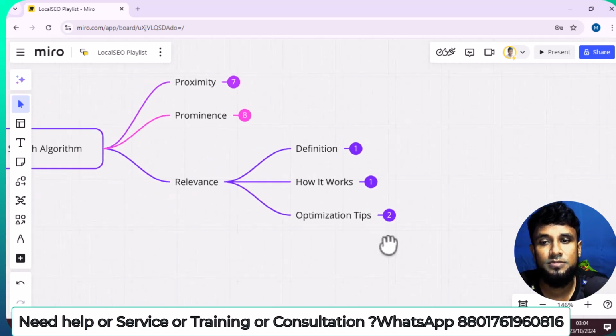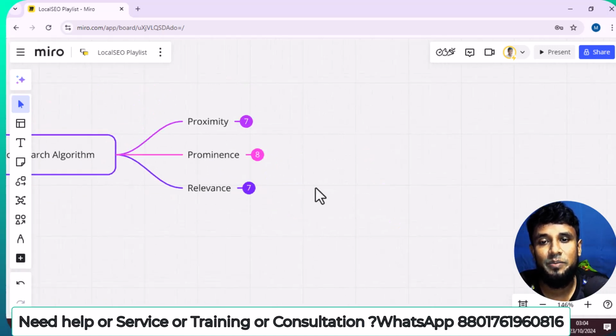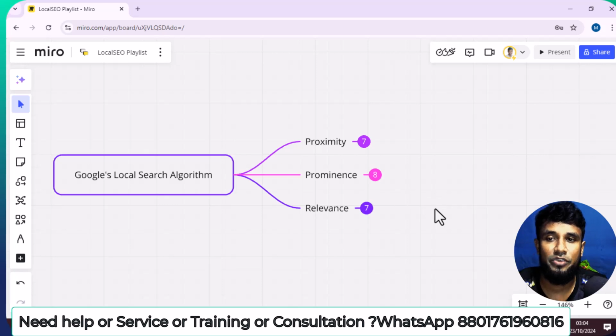So these are the main three factors to understand how the Google search algorithm works: proximity, prominence, and relevancy.